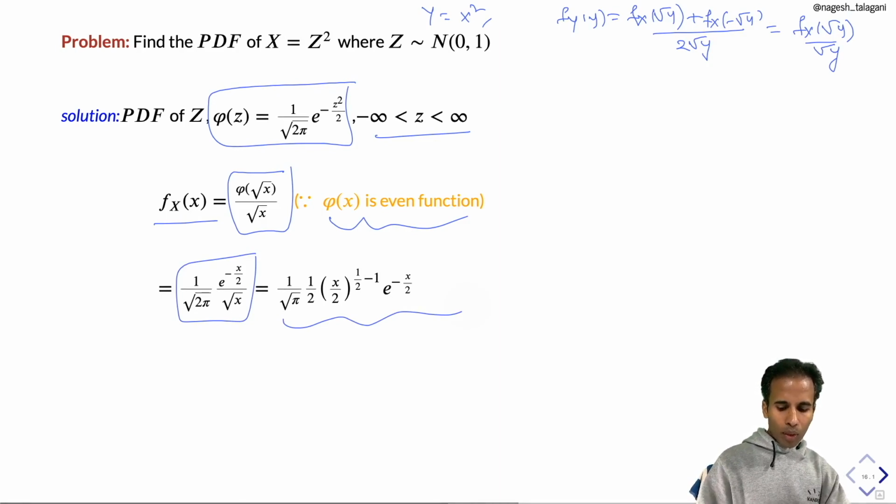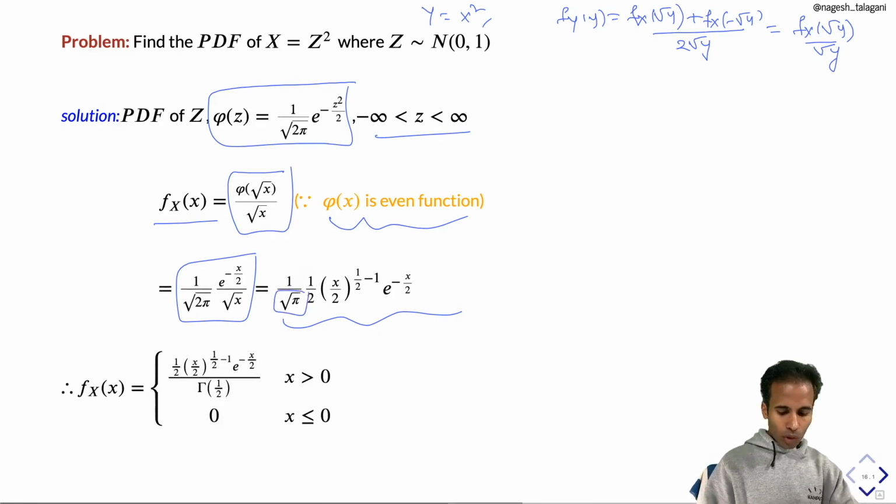1 by root 2 pi times (1 by 2) times (x by 2) all to the power of 1 by 2 minus 1 times e power minus x by 2. These two are the same. The reason I am writing like this is that now I am going to realize this as the PDF of a gamma distribution. This root pi is actually gamma of 1 by 2, right? So let me write it like this: 1 by 2 times (x by 2) to the power of 1 by 2 minus 1 times e power minus x by 2 by gamma 1 by 2 for x positive, 0 for x less than or equal to 0. This is exactly the PDF of the gamma(1/2, 1/2) distribution, right?